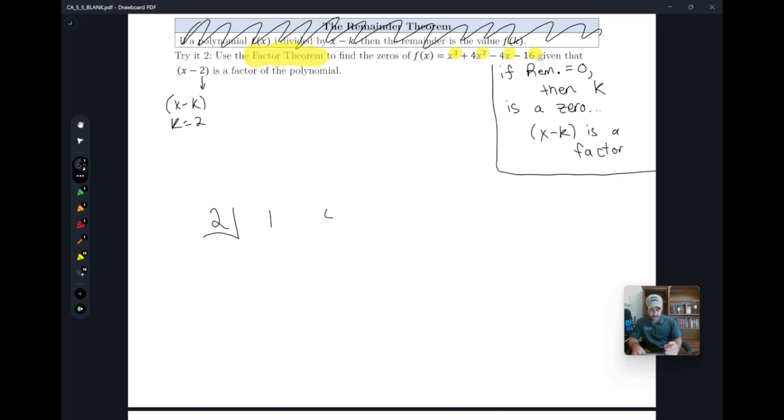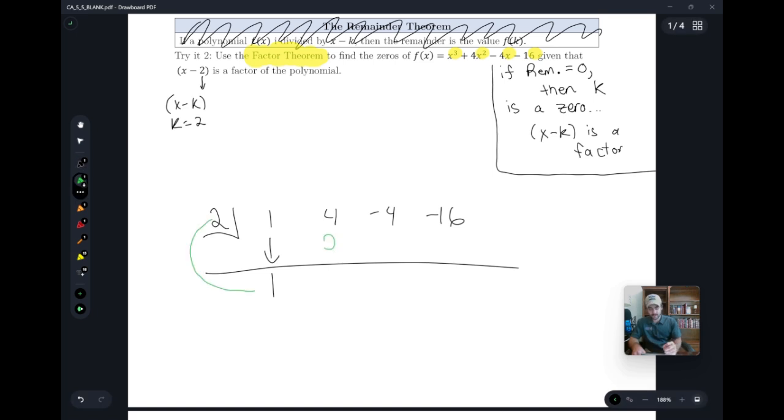1, coefficient, 4, -4, and -16. Drop down the 1. 1 times 2 is 2. 6. 6 times 2 is 12. Positive 8. 8 times 2 is 16. Here's where the cool thing happens. 16 minus 16 is 0.